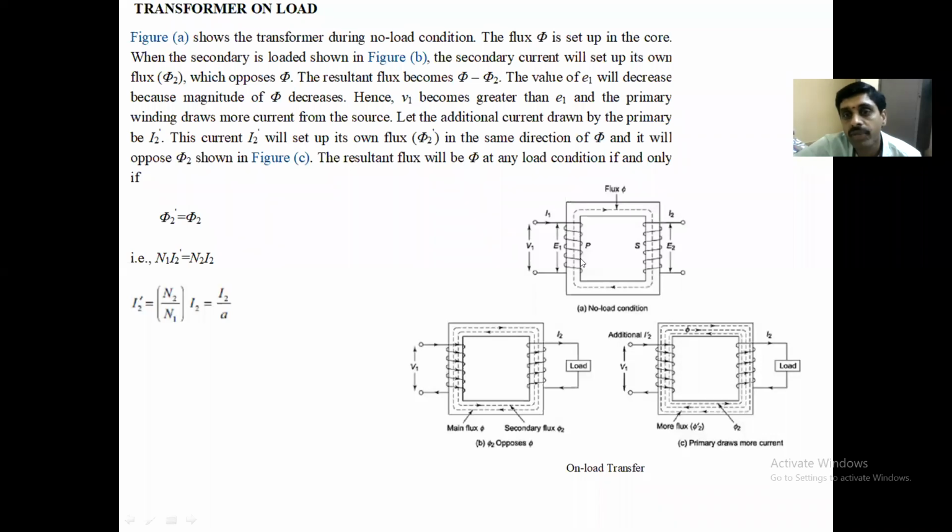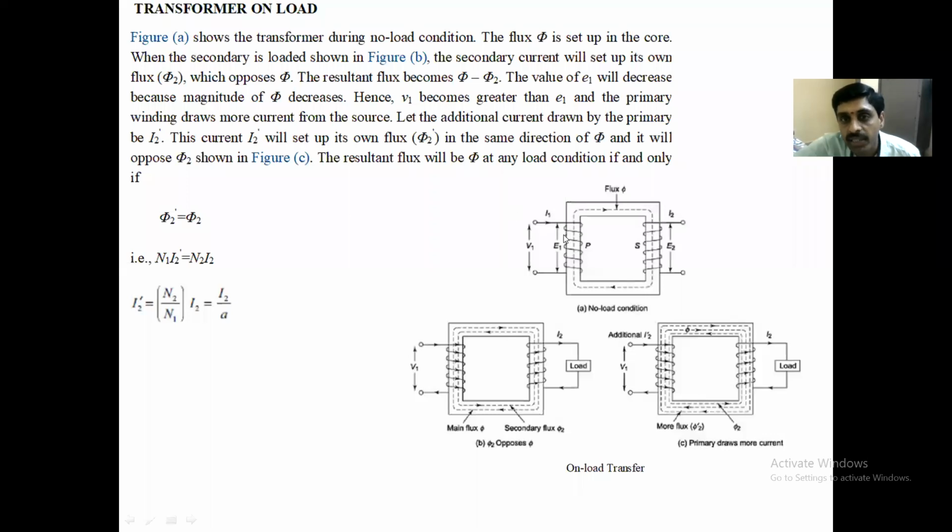When the EMF E1 reduces, V minus E becomes more. What is V minus E? That means a drop in this. Therefore, current I1 drawn from the supply increases. When the current drawn from the supply increases, then that additional current will be given by I2 dash.